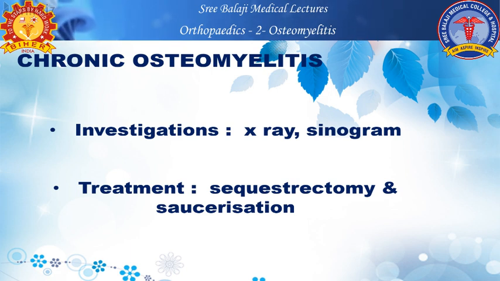Treatment for chronic osteomyelitis is sequestrectomy, that is the removal of the sequestrum, and saucerization. The sequestrum lies in a deep cavity, so the cavity has to be de-roofed so that the deep cavity is converted into a shallow cavity, so that further accumulation of pus is prevented. This is called saucerization. So treatment is sequestrectomy and saucerization.